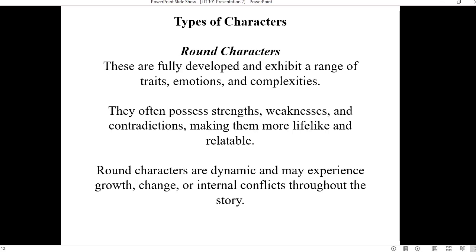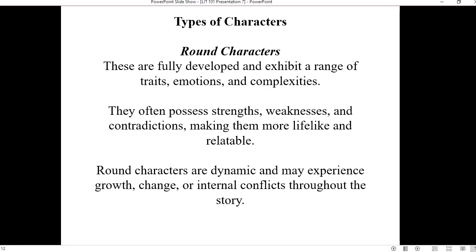So round characters are dynamic, so they are not like minor characters. They develop along the story. They grow. When we look at To Kill a Mockingbird, we see the character through which the story is narrated growing from being a naive person towards understanding the reality about life and then contributing to the fact that issues of color relation, or looking down on people who are of colored skin, should be discouraged.